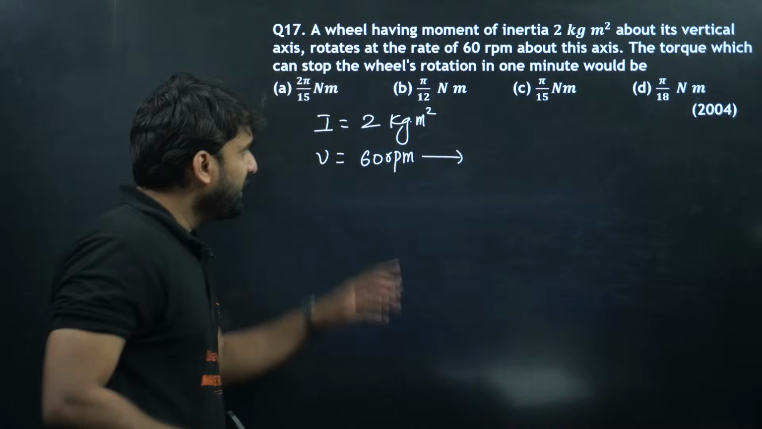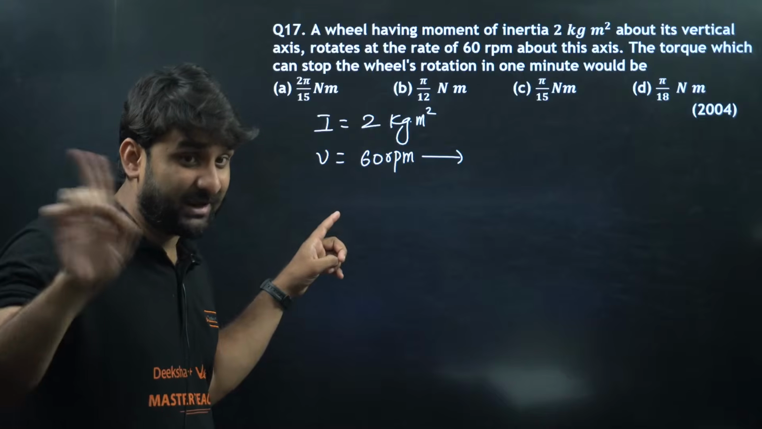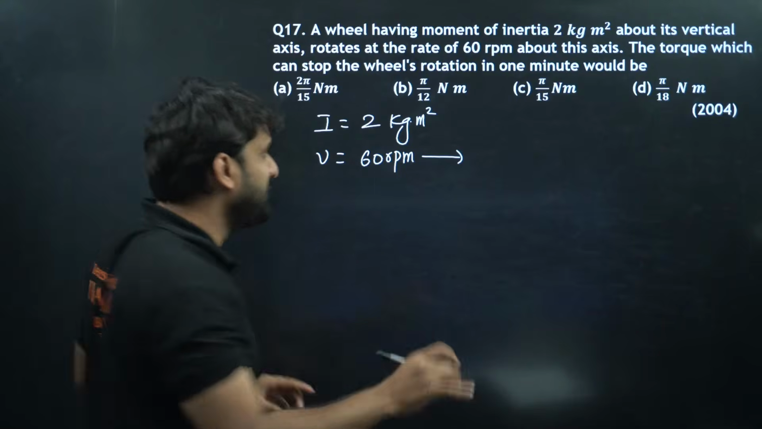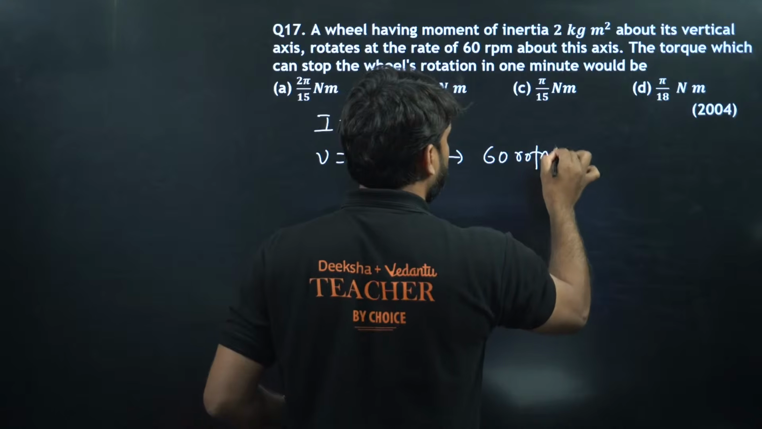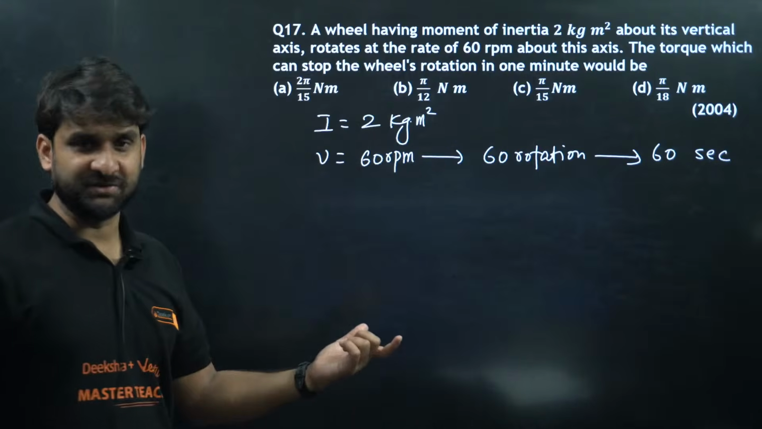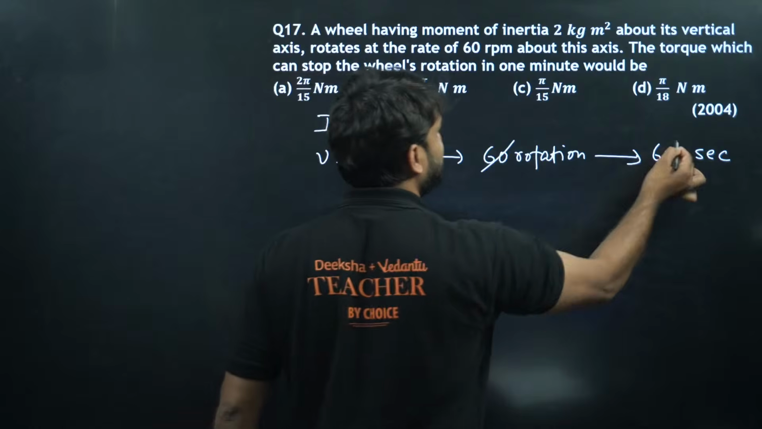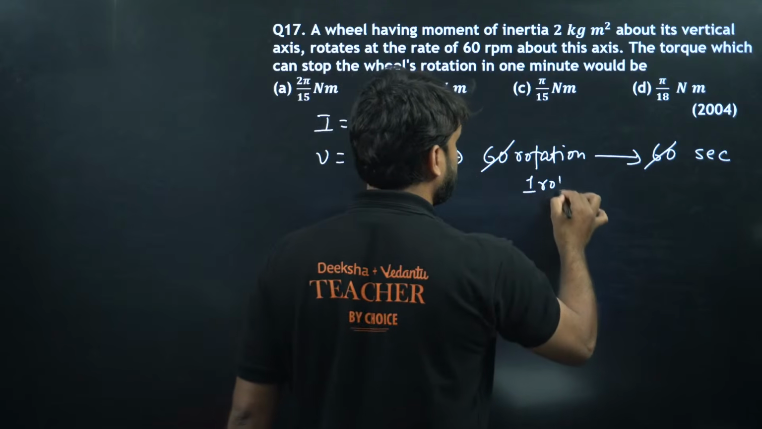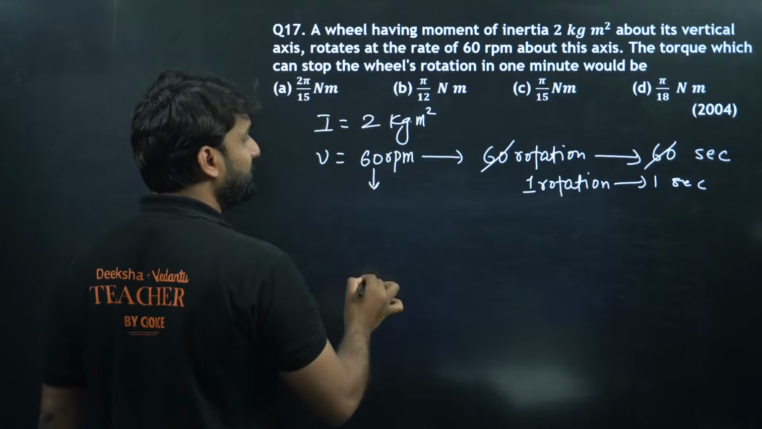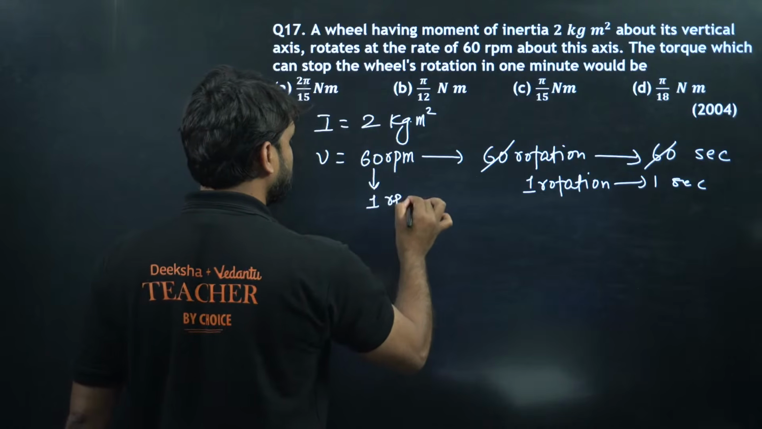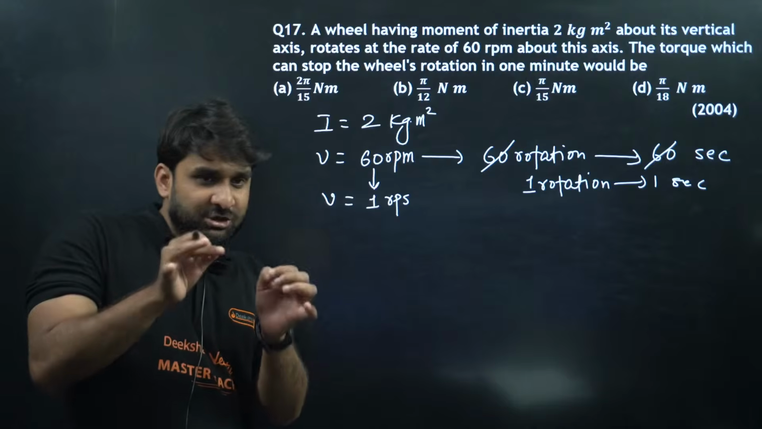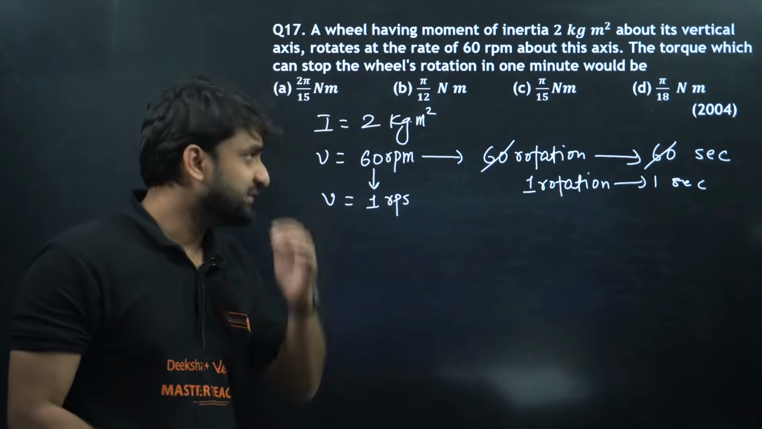So if this is 60 rpm, rotation per minute, this is not the SI form. 60 rotations in 1 minute means 60 rotations in 60 seconds. So how many rotations will be in 1 second? 60 will be cancelled here, so 1 rotation per 1 second. So we can also write this as rps, 1 rotation per second. This is the frequency. I hope this is clear to you all, champions. Rotation per second is the SI format for frequency. Rotation per minute is not.